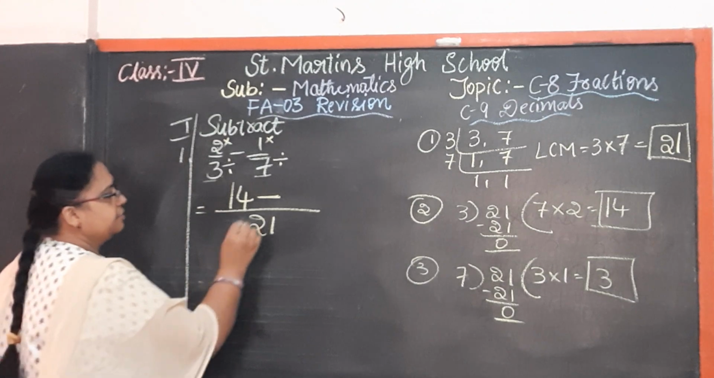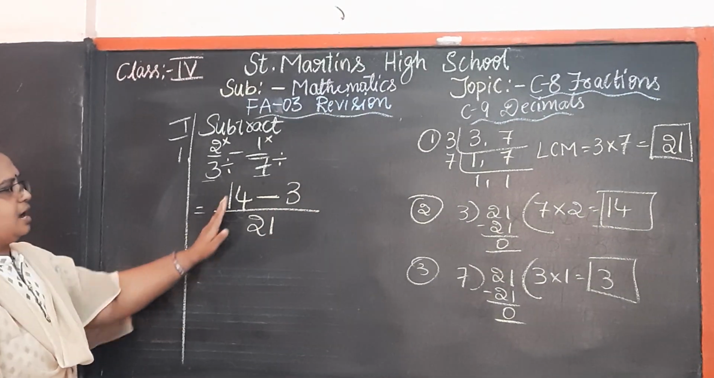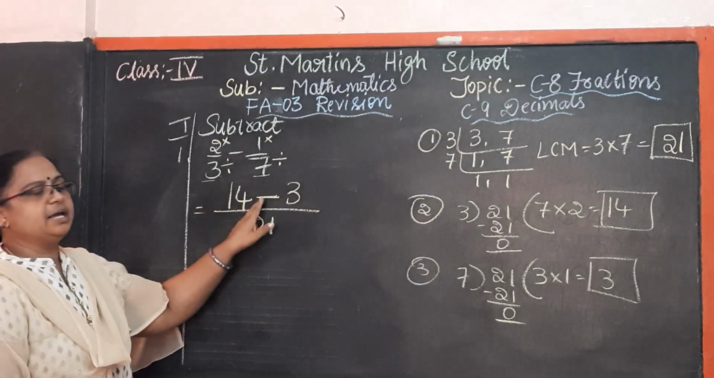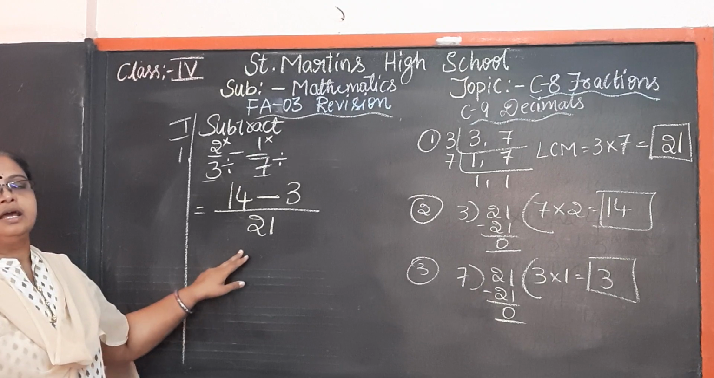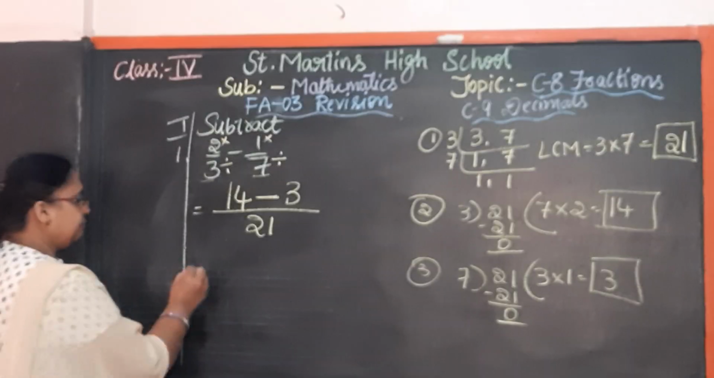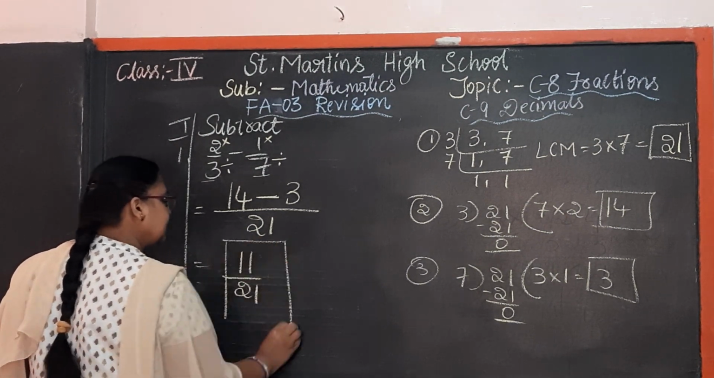Yes, children, that 3 we are going to write here. Understood? Yes. After solving these 3 steps, we got the answer 14 minus 3 by 21. What is the next step we have to follow? We have to subtract. 14 minus 3 is 11. 11 by 21 is the answer.